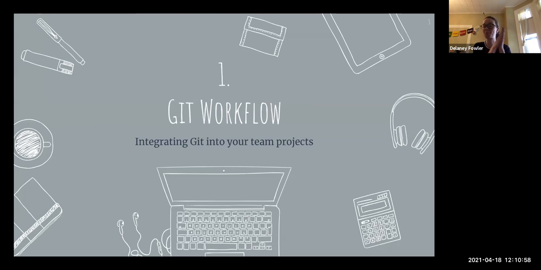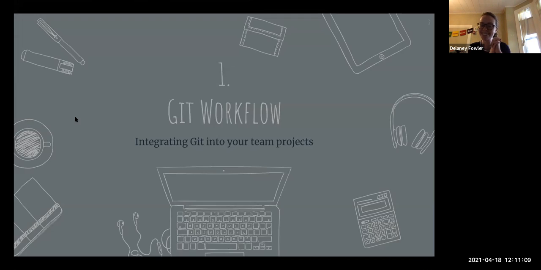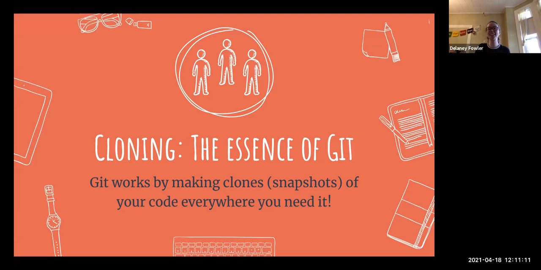So let us begin with the Git workflow, which is how you can integrate Git into your team projects, because hopefully you all have projects that you can contribute to. So cloning is the essence of Git. Git works by making clones or snapshots of your code everywhere you need it so that you can make changes and updates and everything like that.